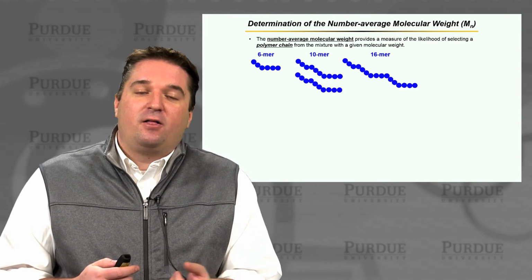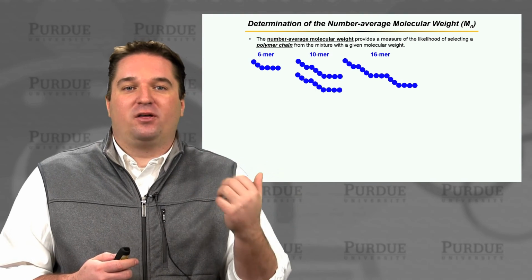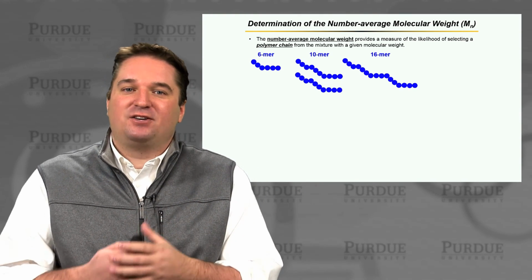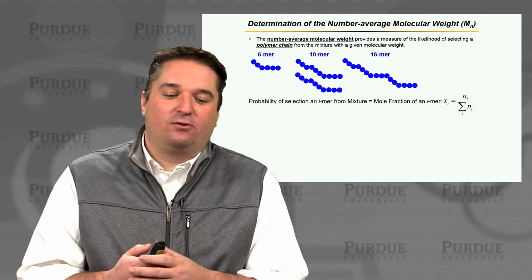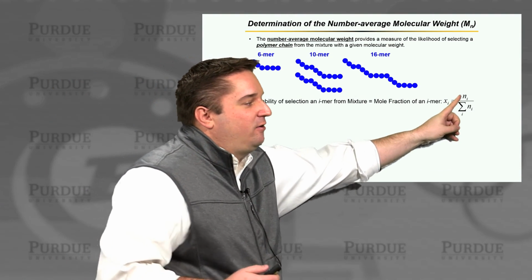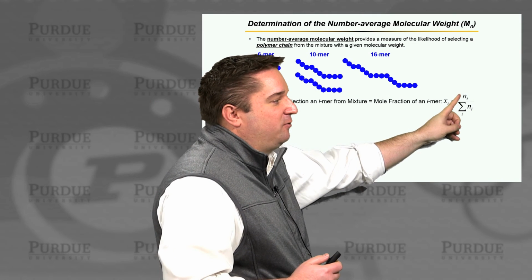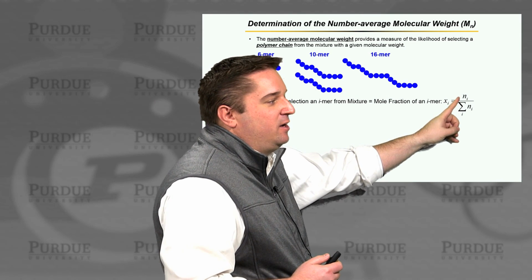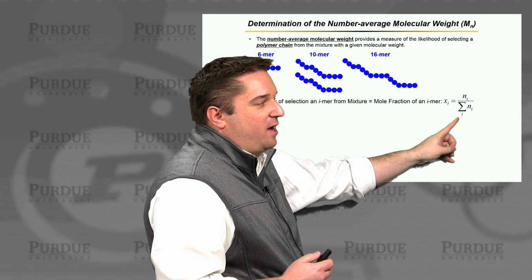So really, the probability of pulling out one of these chains is the same as the mole fraction of those chains. And we can write the mole fraction, xi, as just the number of i-mers we have. So for instance, this would be 2 for the 10 mers, divided by the total number of chains we have, in this case 4.